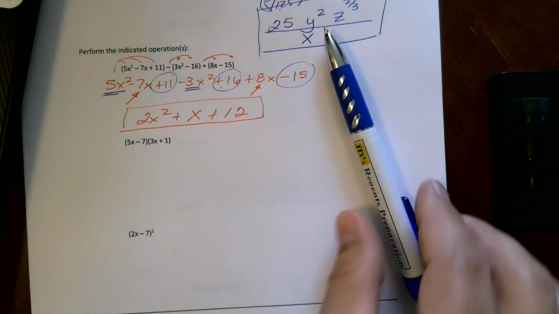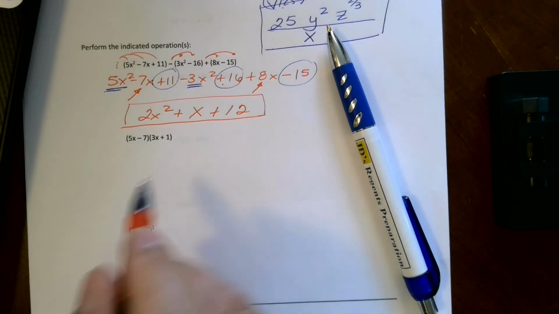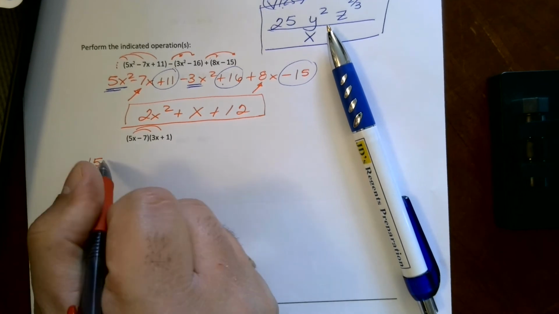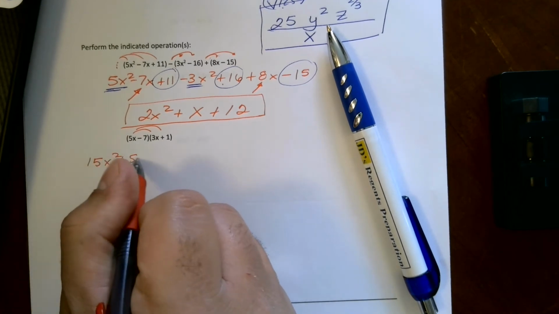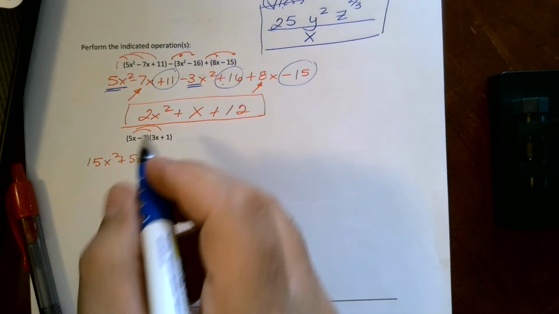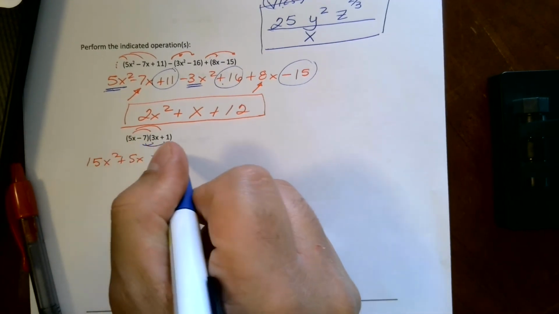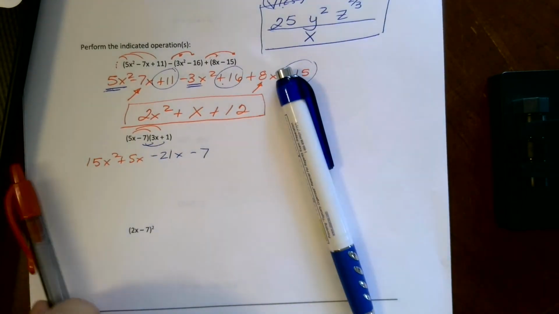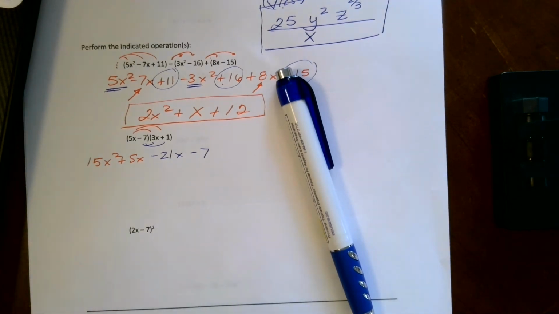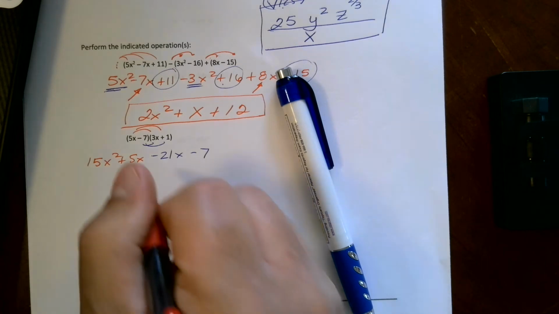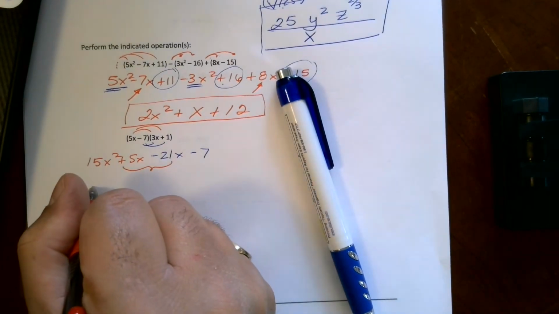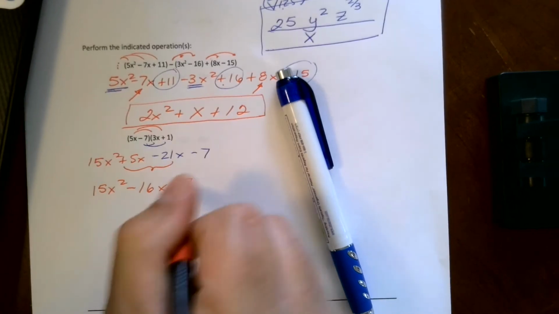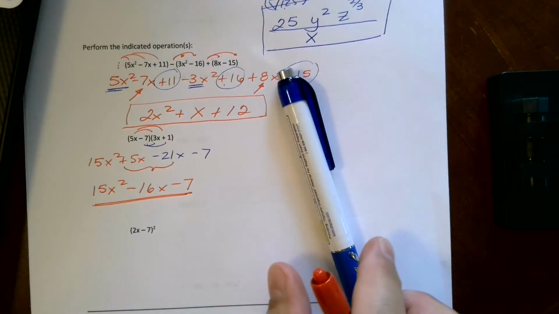In this next problem, it looks like I'm just foiling. I'm multiplying two binomials. So I'm going to take my first term and distribute it. Right? So that's going to give me 15x squared plus 5x. And then I could take my second term and distribute it. So I'm going to get negative 21x minus 7. Right? And then I can combine my like terms. So I have a positive 5x and a minus 21x. This will come down to 5x squared minus 16x minus 7. My final answer.